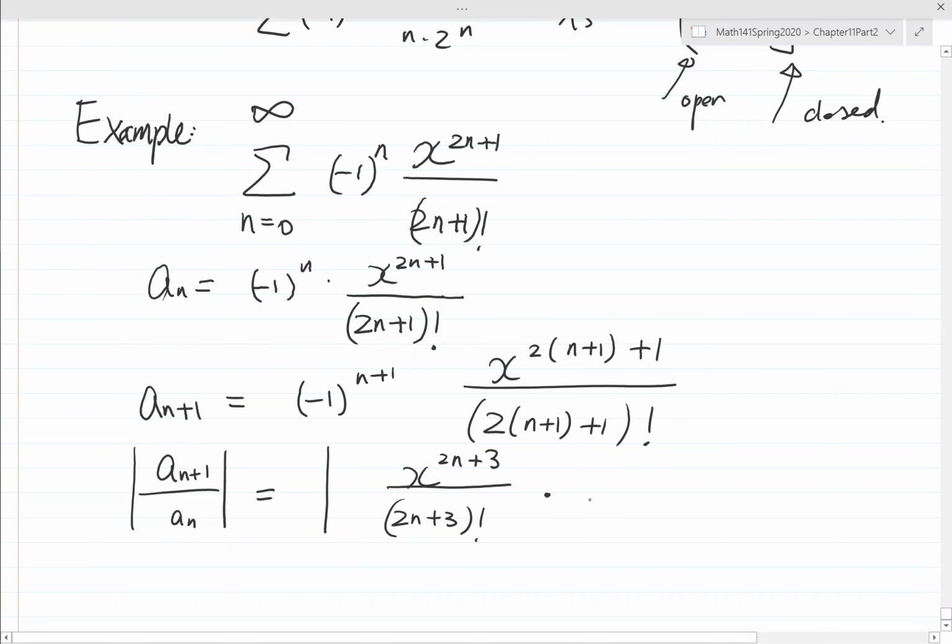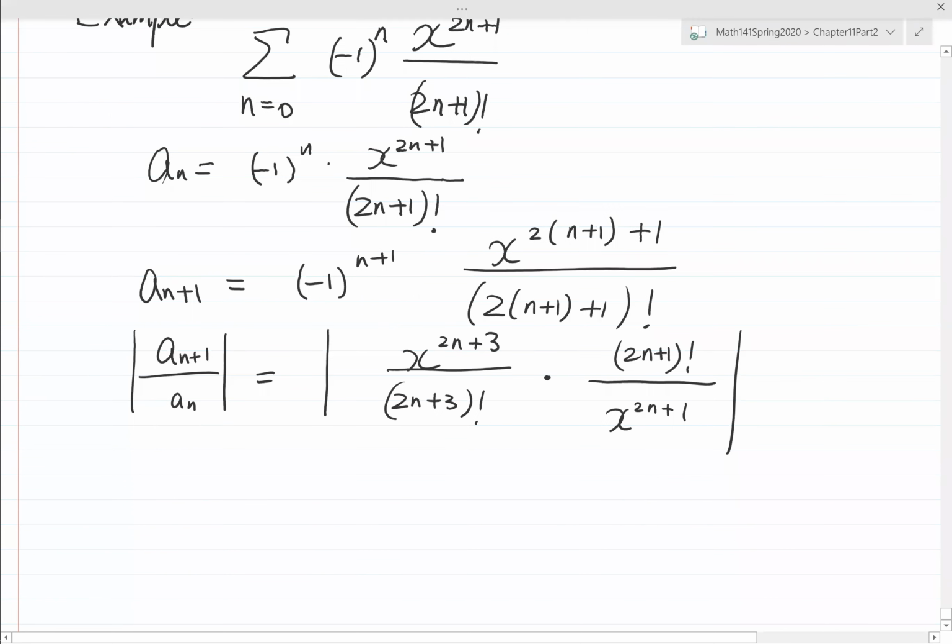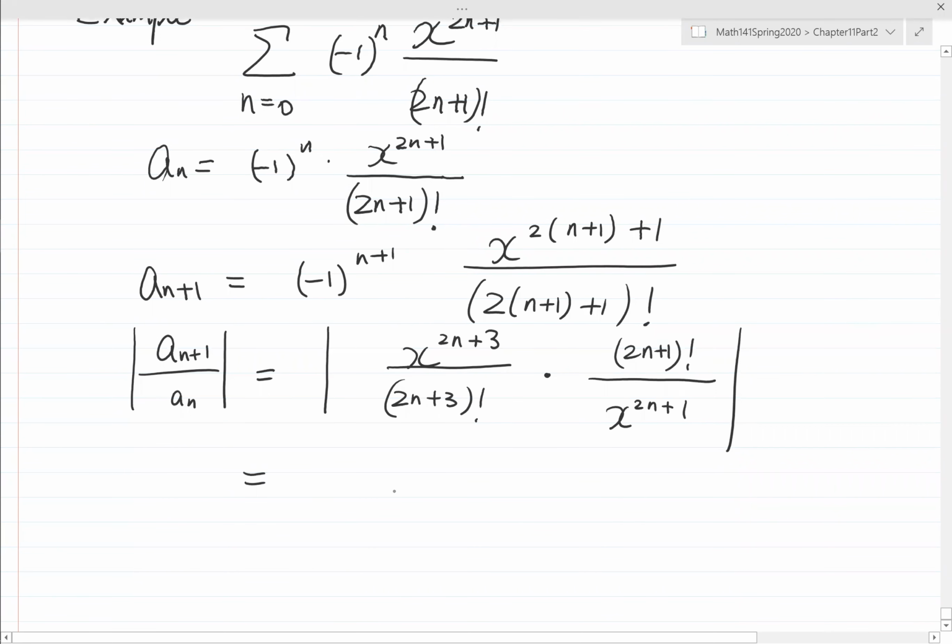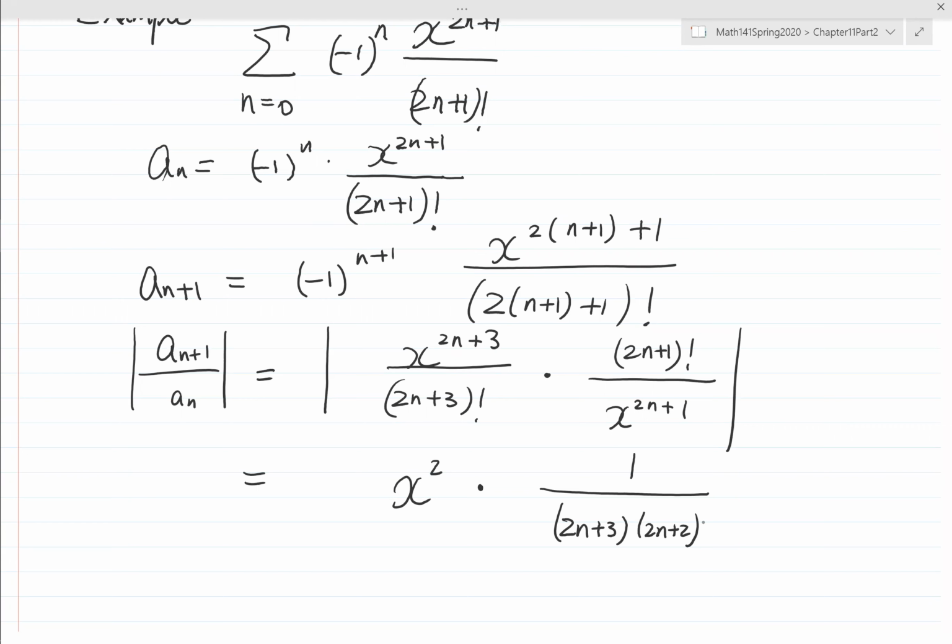Flip the denominator, so the denominator becomes a numerator. The negative 1 factors are gone. And then you do algebra, using powers. For the x factor, we get x to the power (2n plus 3) minus (2n plus 1), which is actually 2. The other factor is 1 over (2n plus 3)(2n plus 2). We write down the factorial according to its definition, then do a cancellation and see what remains. This is non-negative, so its absolute value is itself.